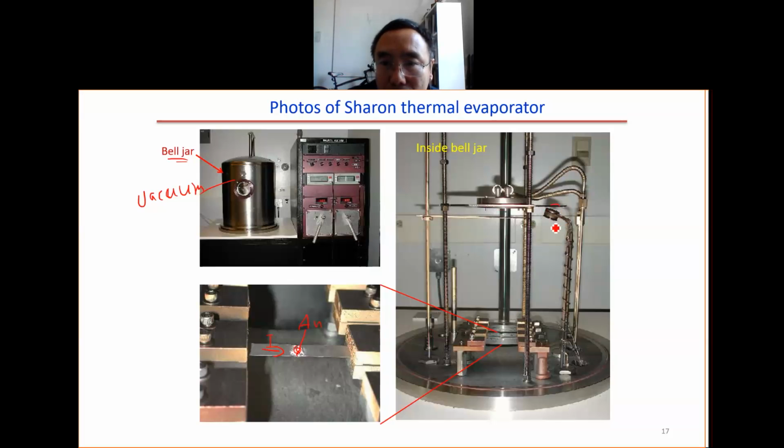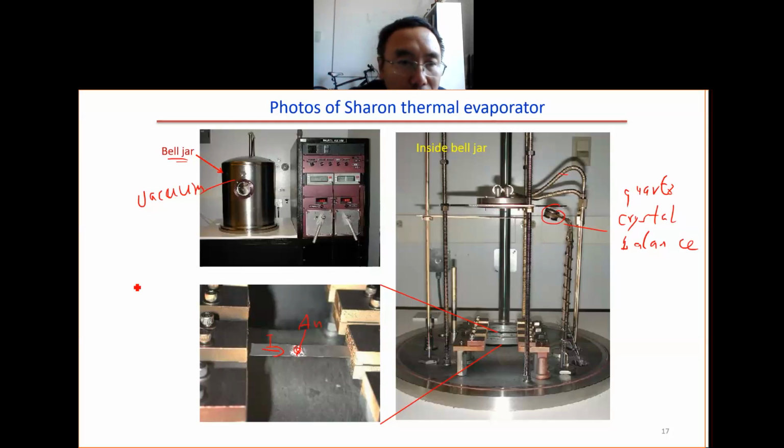This is the quartz crystal balance, used to measure the film thickness. And this is the cooling water.